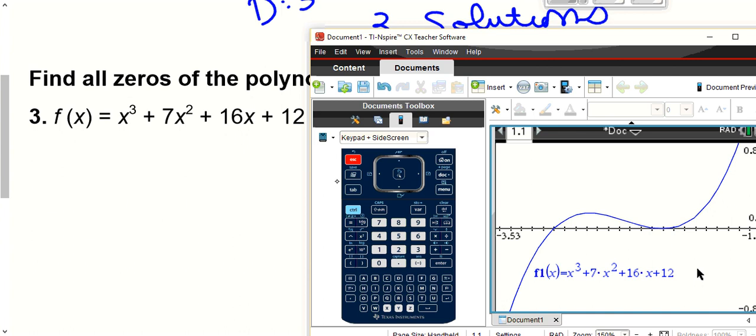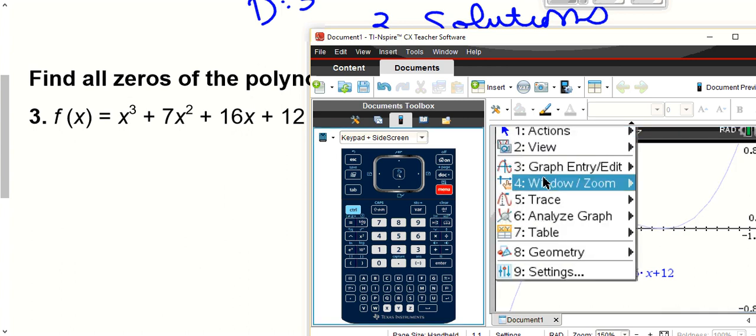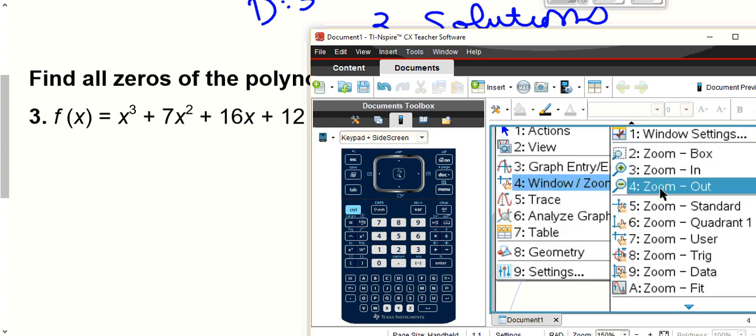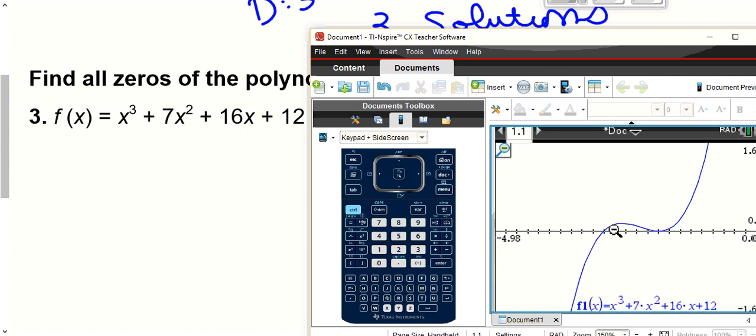So, looking there, and you may need to trace since we've zoomed in so far, but we know it crosses on that left piece and then it touches on the right side. So now if we were to go back and zoom out, so maybe that'll kind of help us get our point because we've zoomed in really far.